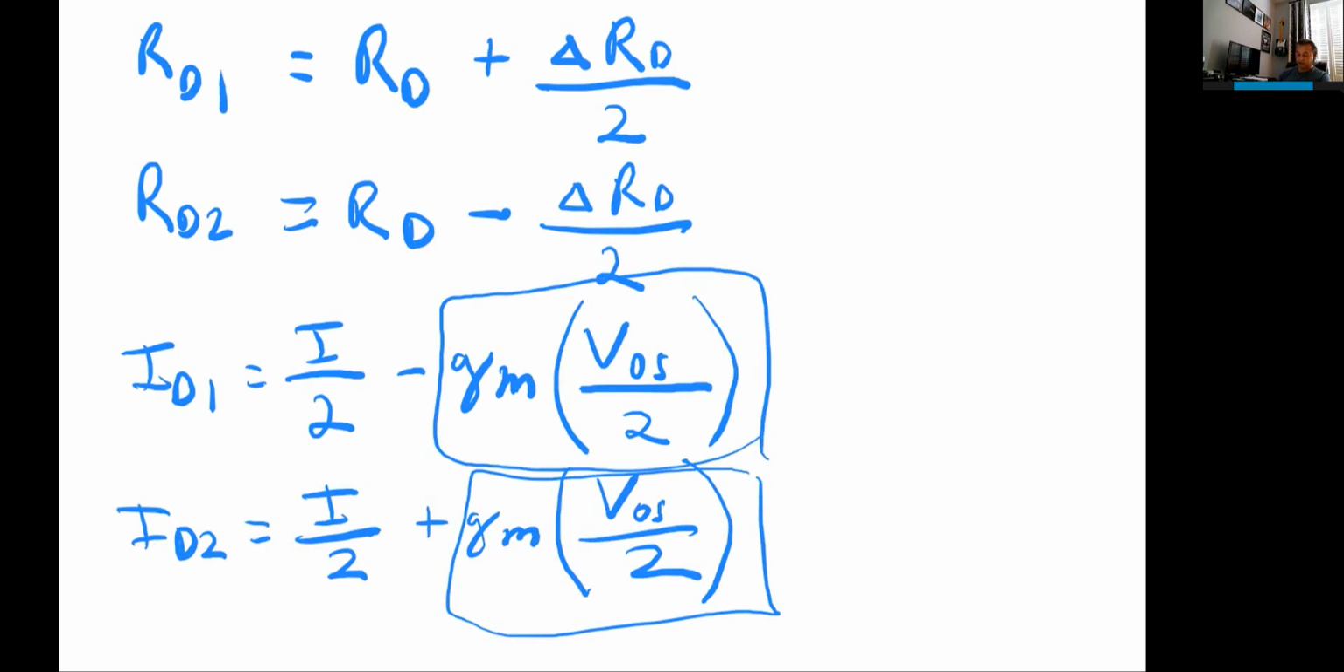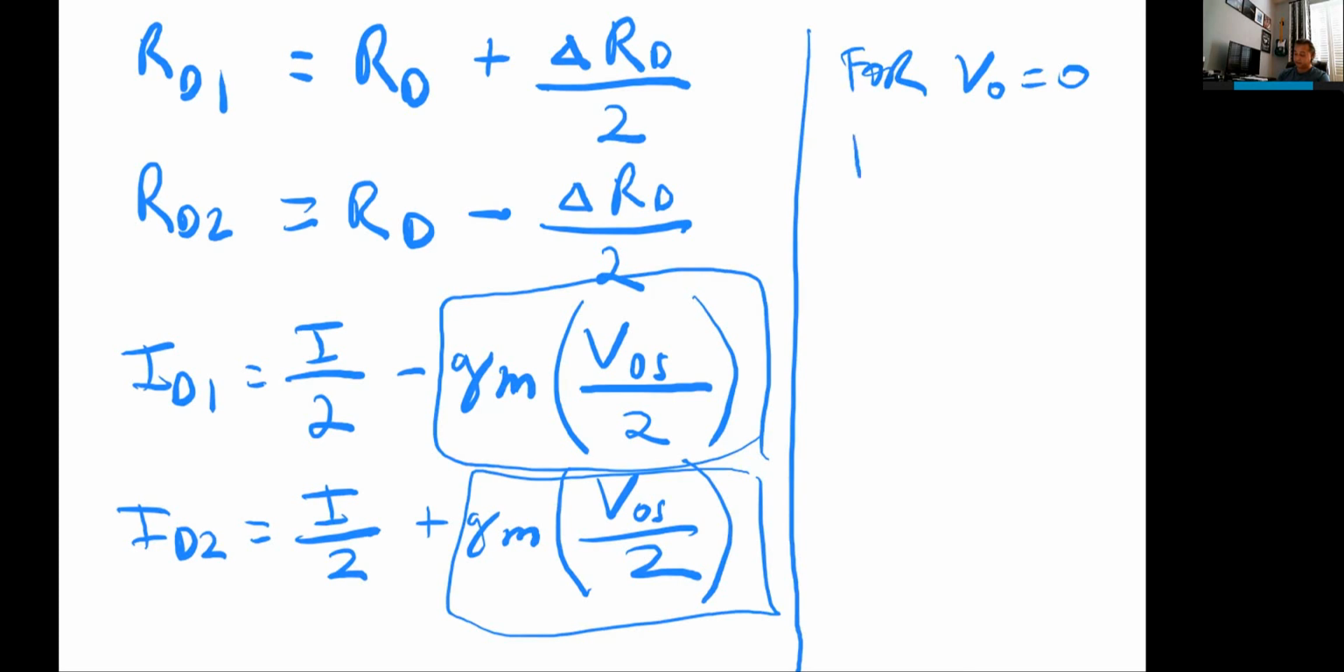So you can see from these expressions that if I want the output voltage to be 0, the voltages developed by those currents across the RDs, the drain resistors, have to be the same. And that's what I would like to have, okay?